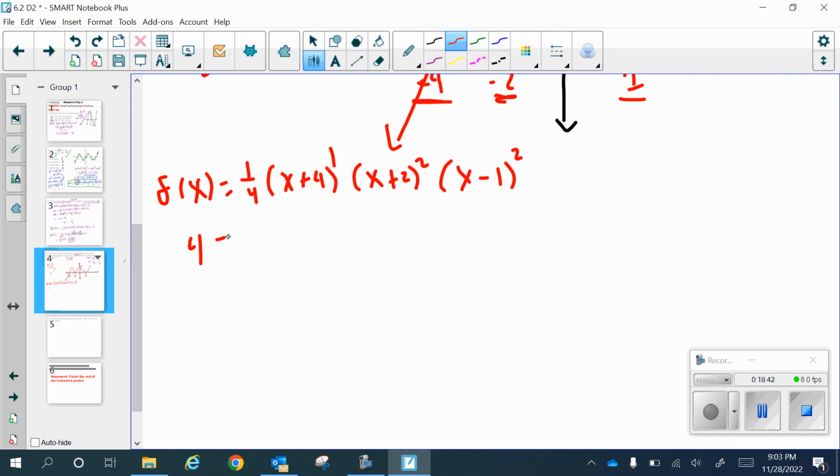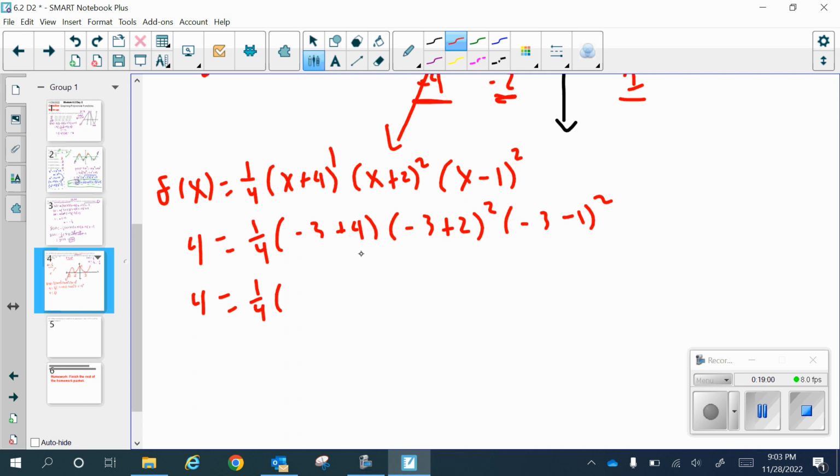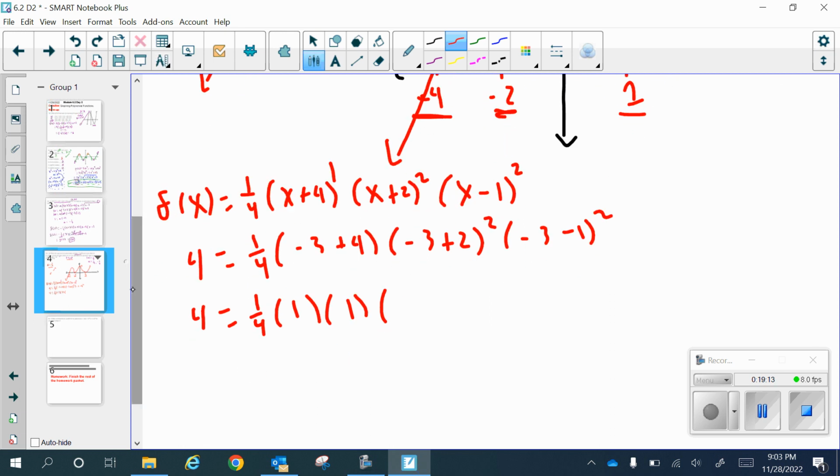So I get 4 equals 1/4 times negative 3 plus 4 to the first power, negative 3 plus 2 squared, and negative 3 minus 1 all squared. So we'll simplify this out. 4 equals 1/4. Negative 3 plus 4 is 1. Negative 3 plus 2 is negative 1. Squared is also positive 1. Negative 3 minus 1 is negative 4. All squared. Did I get it wrong? Negative 3, positive 4.